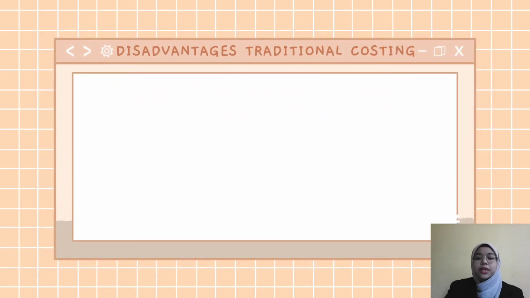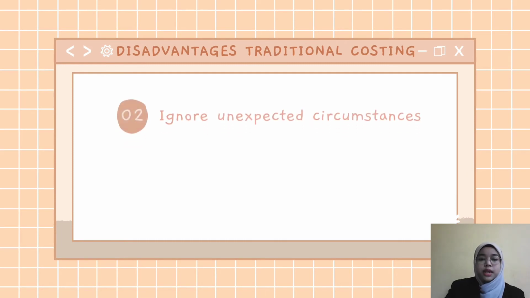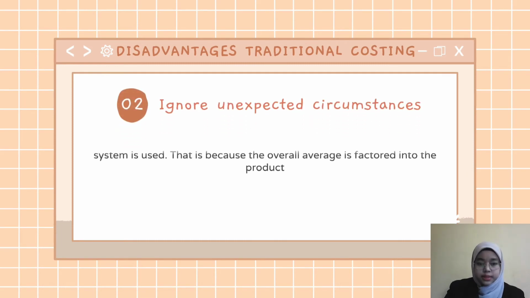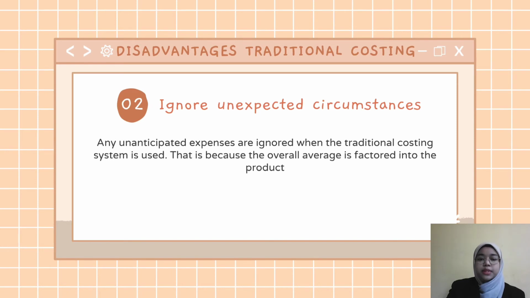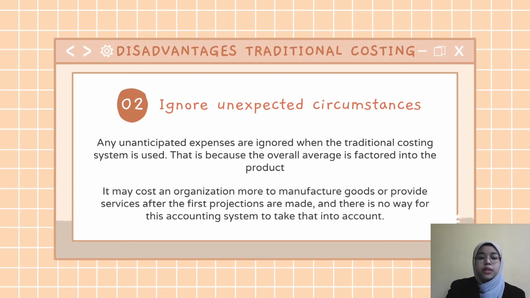Next, the disadvantage of traditional costing is that it ignores unexpected circumstances. Any unanticipated expenses are ignored when the traditional costing system is used. That is because the overall average is factored into the product. It may cost an organization more to manufacture goods or provide service after the first projections are made, and there is no way for this accounting system to take that into account.